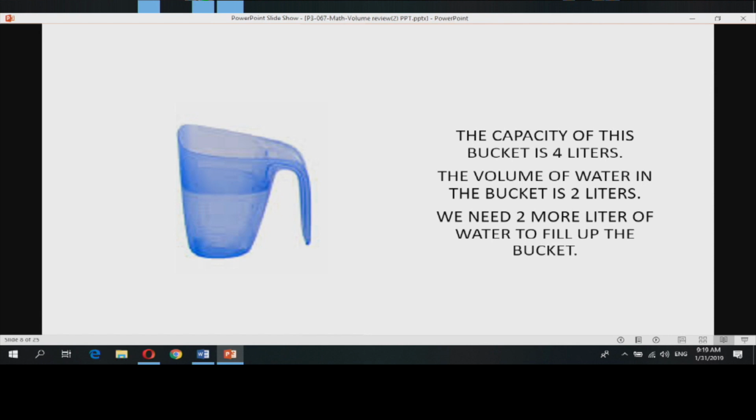And the capacity of this bucket is 4 liters. But the volume of water in the bucket is 2 liters. So how much more water do we need to fill the bucket? 2 liters. We need 2 more liters of water to fill up the bucket.